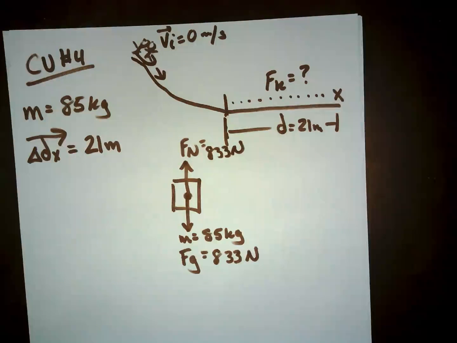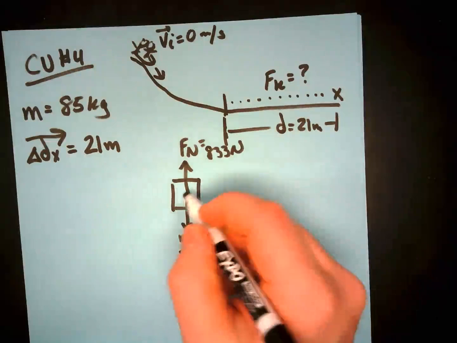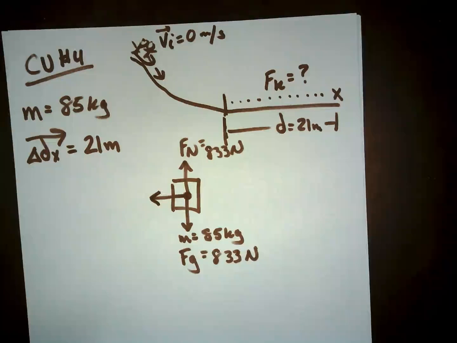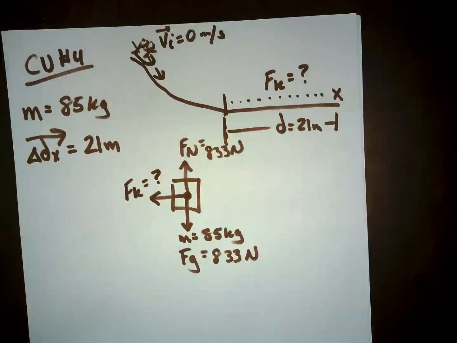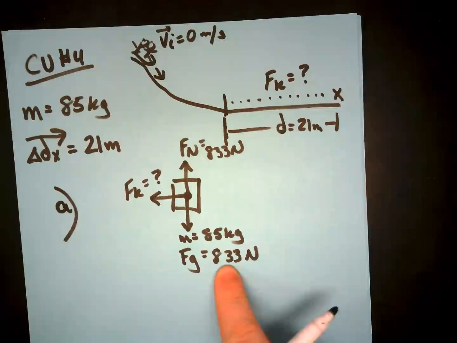Okay. Now we don't have a force going this way though. No force going that way. But we do have a force going this way. Okay, and this is going to be that kinetic friction force, and we don't know what that is yet. That's what we've got to solve for. So here is our free body diagram. This is what it should look like.